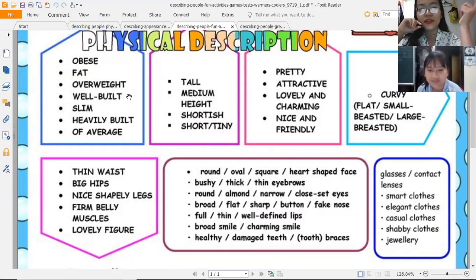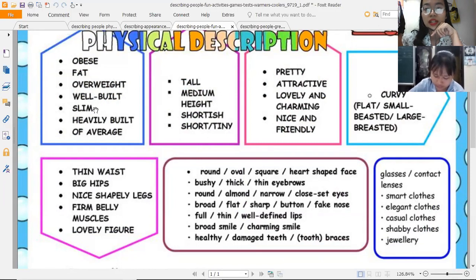Okay, it's very handsome, huh? Very attractive. And then slim. This one, thanh mảnh. Yes, this one is the perfect body, right? Not too fat, not too thin. Okay, slim is perfect.